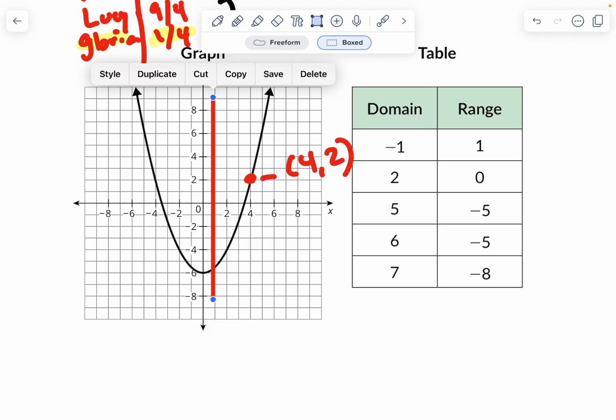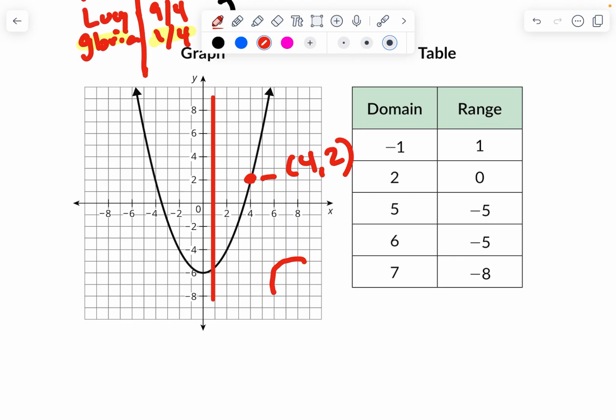Now I'm going to draw something that's not a function on this graph. Let's say that I'm going to do it in black. Go back. I'm going to draw a different picture. Let's say that I drew this picture.